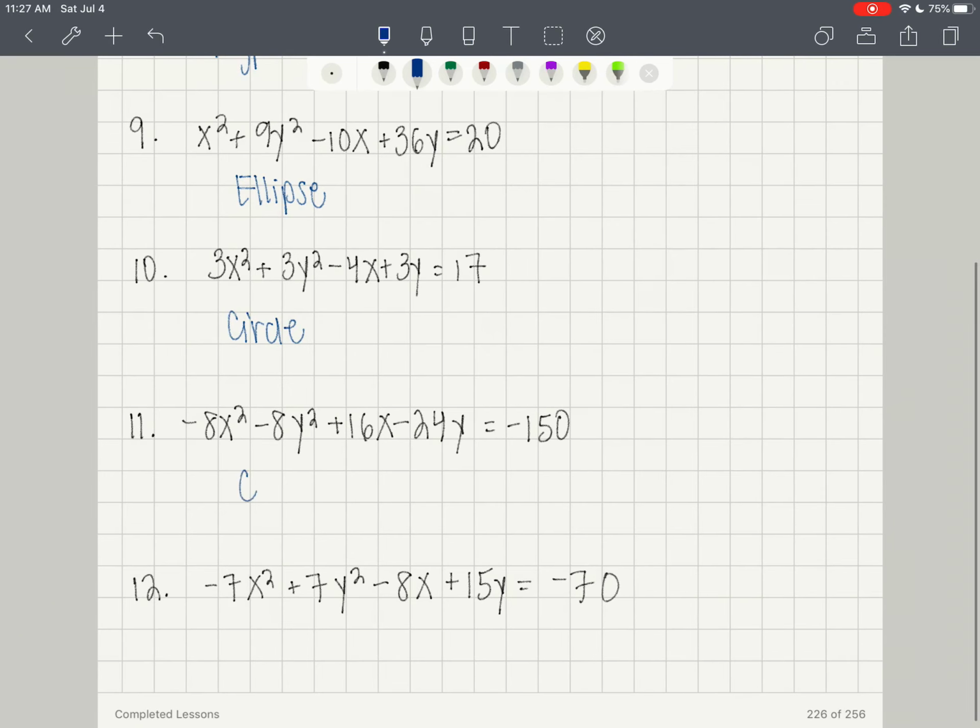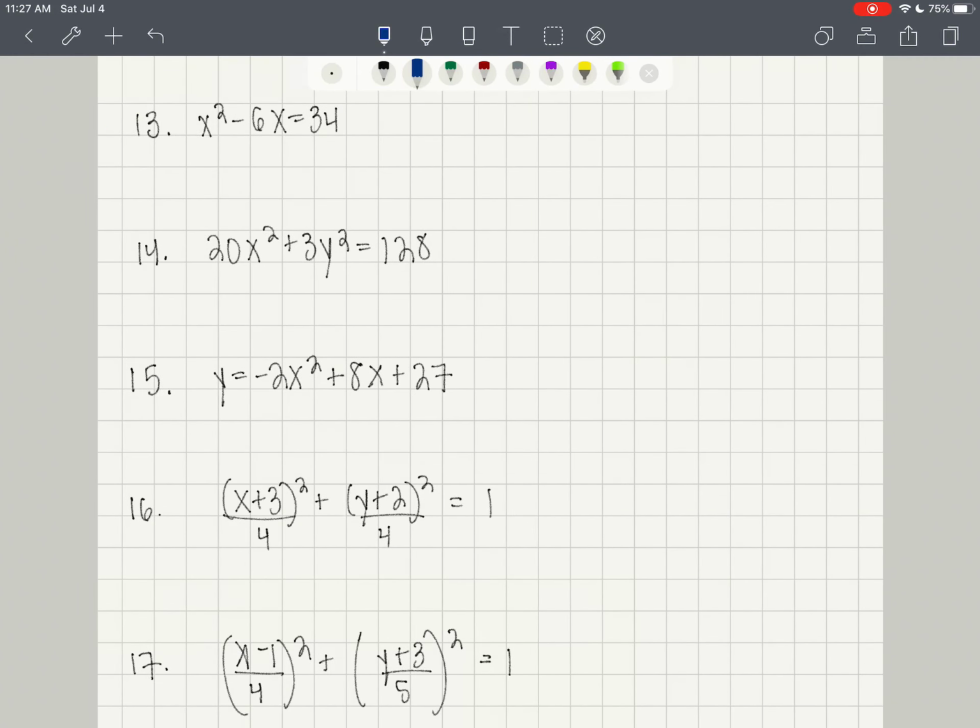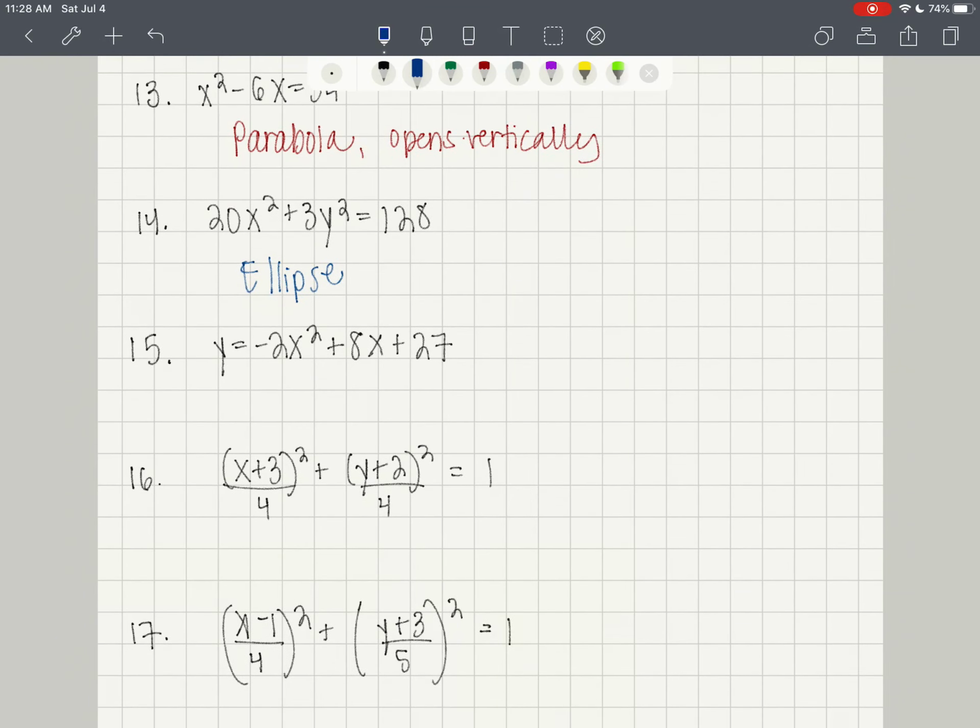Number 11, that is a circle. Number 12 is a hyperbola. Okay, there's 13 through 17. Number 13 is a parabola. Parabolas I've been writing in red just because they're different. And it opens vertically. Number 14 is an ellipse. Number 15 is also a parabola. And this one also opens vertically.